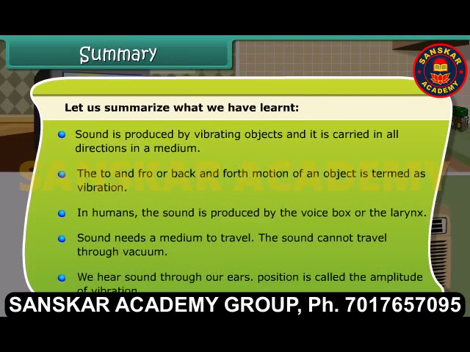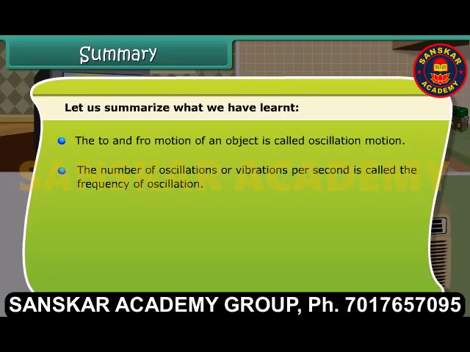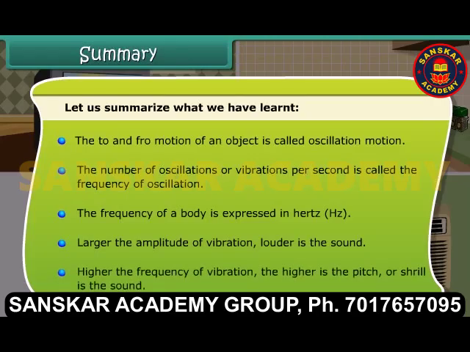The maximum displacement from the mean position is called the amplitude of vibration. The to and fro motion of an object is called oscillatory motion. The number of oscillations or vibrations per second is called the frequency of oscillation. The frequency of a body is expressed in hertz. The larger the amplitude of vibration, the louder is the sound. The higher the frequency of vibration, the higher is the pitch or the shriller is the sound.